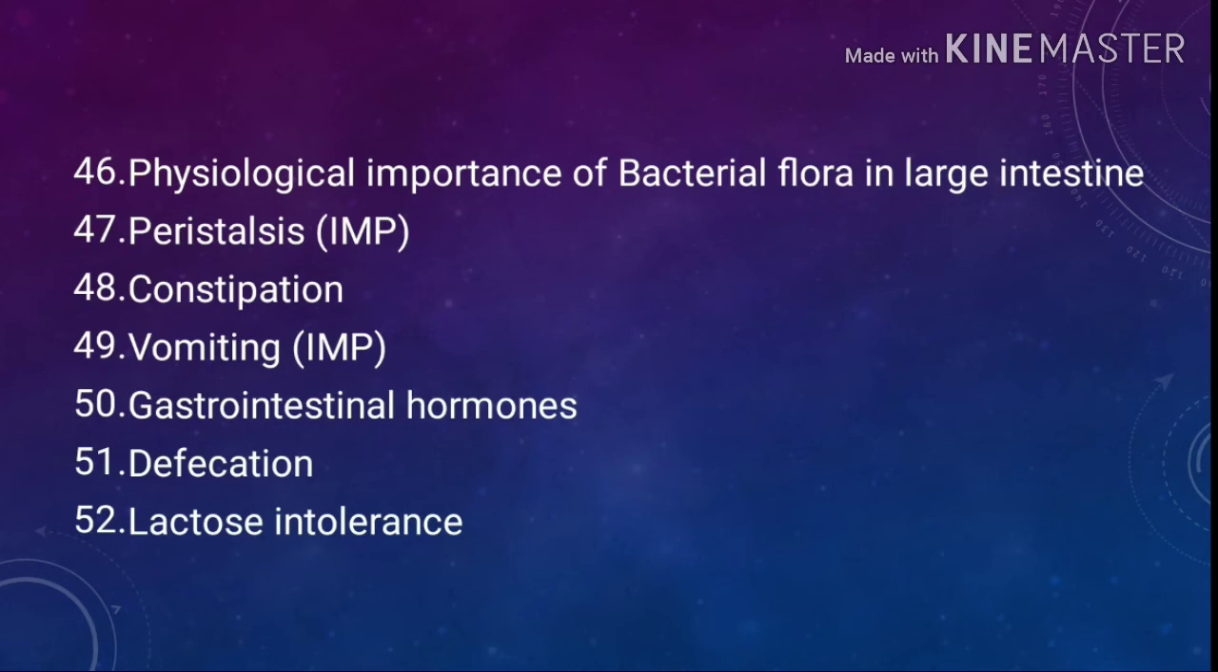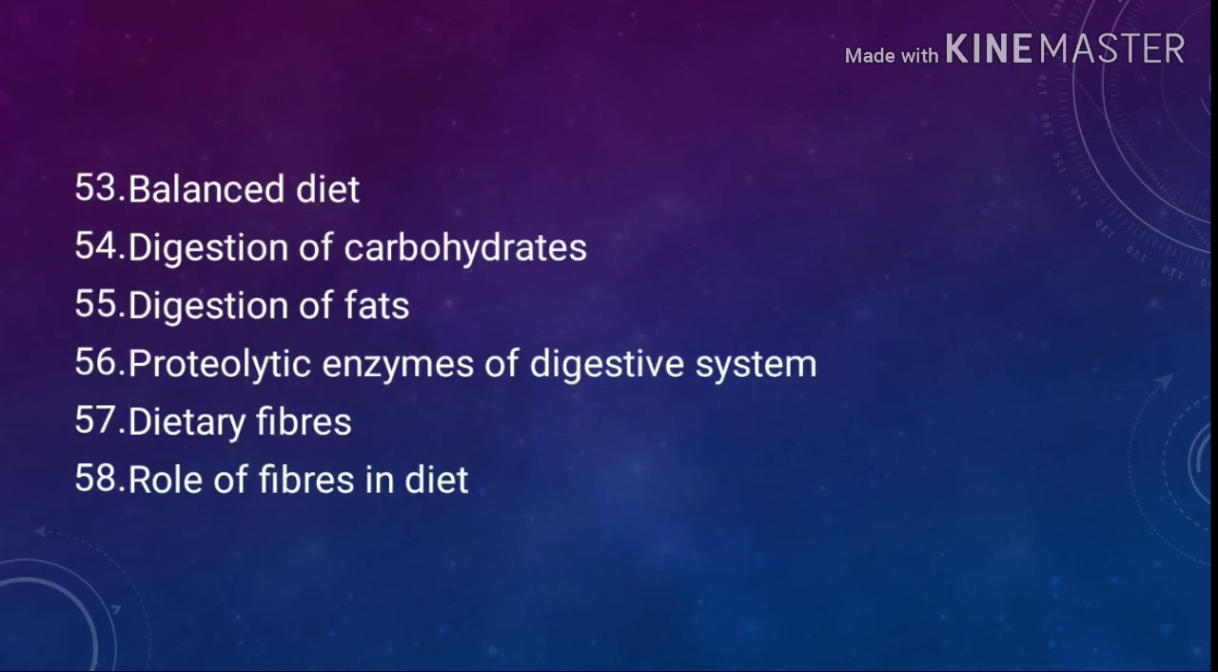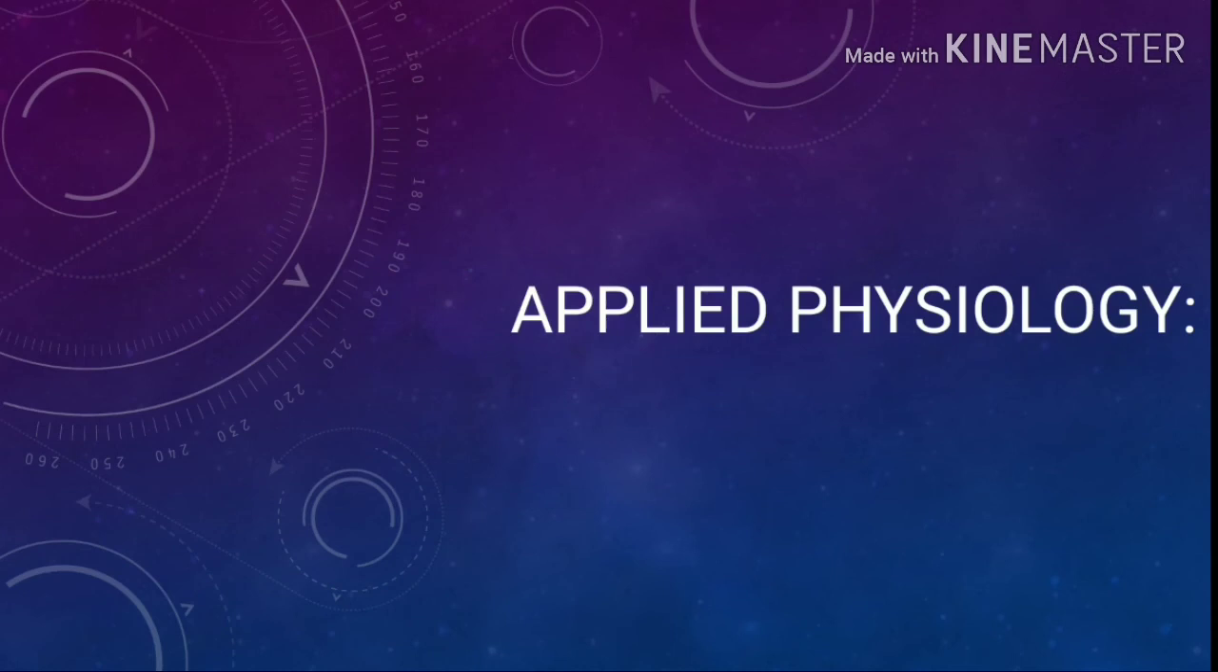47. Peristalsis. 48. Constipation. 49. Vomiting. 50. Gastrointestinal hormones. 51. Defecation. 52. Lactose intolerance. 53. Balanced diet. 54. Digestion of carbohydrates. 55. Digestion of fats. 56. Proteolytic enzymes of digestive system. 57. Dietary fibers. 58. Role of fibers in diet.